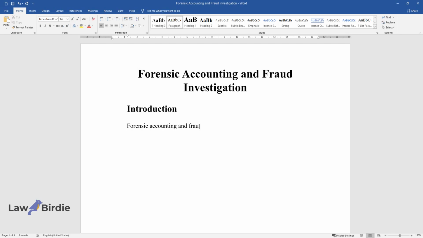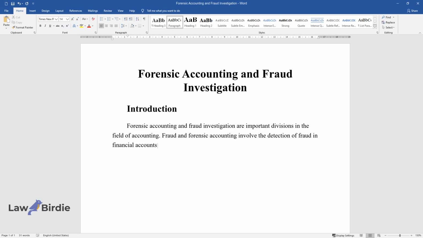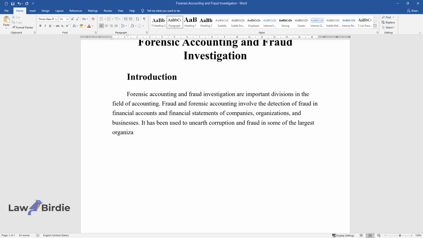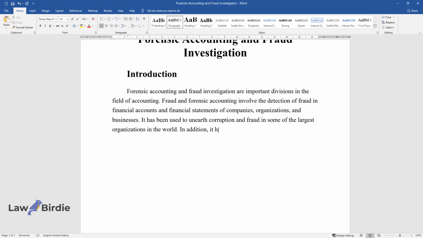Forensic accounting and fraud investigation are important divisions in the field of accounting. Fraud and forensic accounting involve the detection of fraud in financial accounts and financial statements of companies, organizations, and businesses. It has been used to unearth corruption and fraud in some of the largest organizations in the world. In addition, it has been used to prevent individuals from committing fraud.